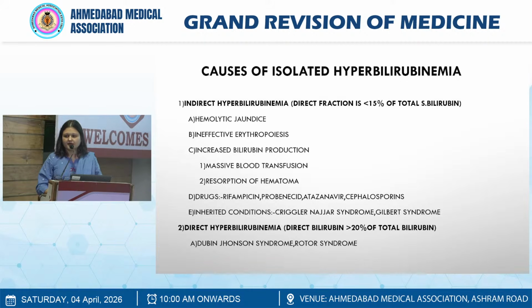Now inherited condition, that is Crigler-Najjar syndrome, type 1, 2, 3, 4, Gilbert syndrome. The second is direct hyperbilirubinemia, there is a definition for it. We have defined it when the direct bilirubin is more than 20% of total bilirubin. And the causes are two. Only two causes are there: Dubin-Johnson syndrome and Rotor syndrome.